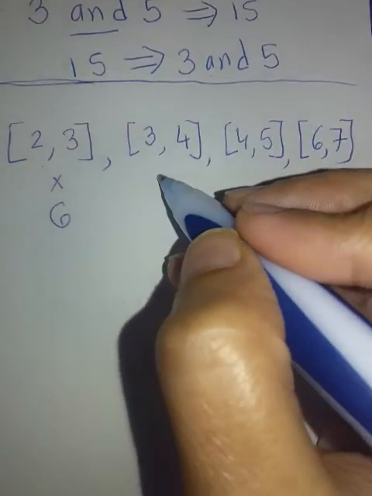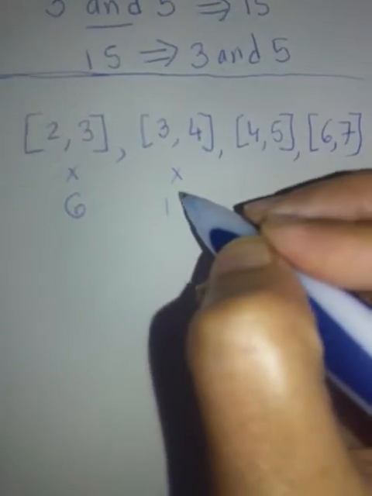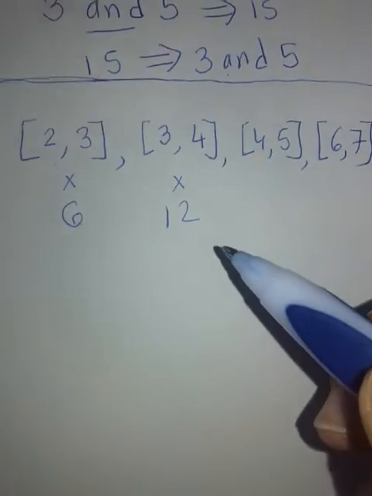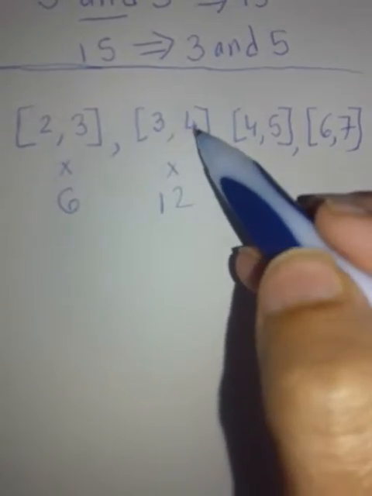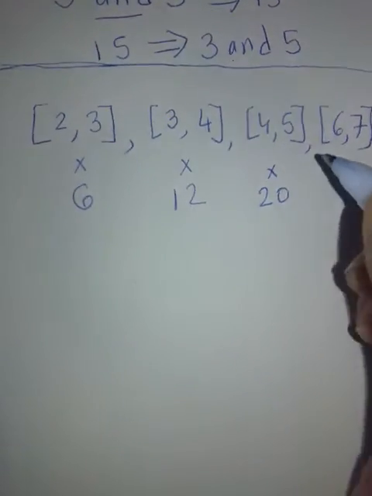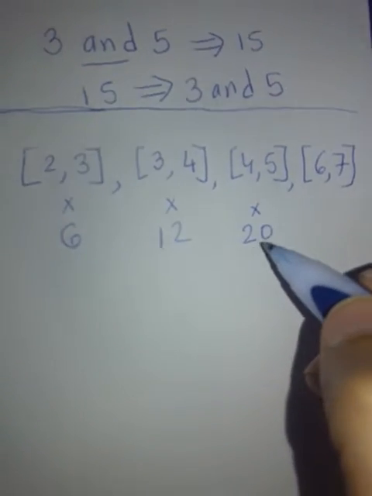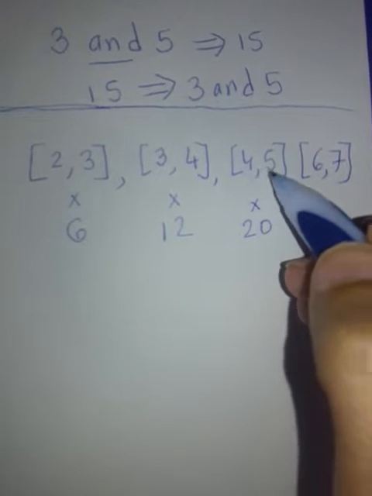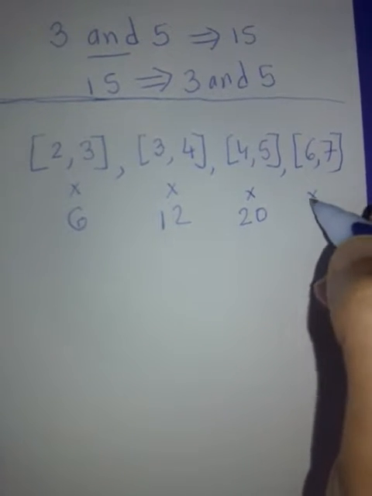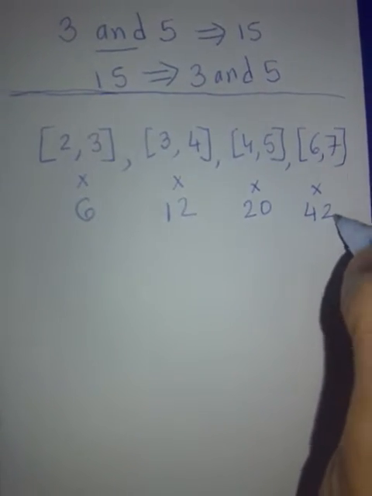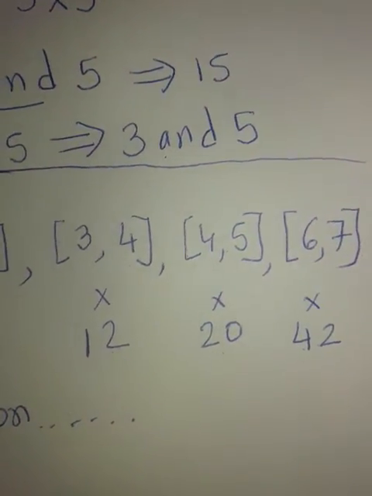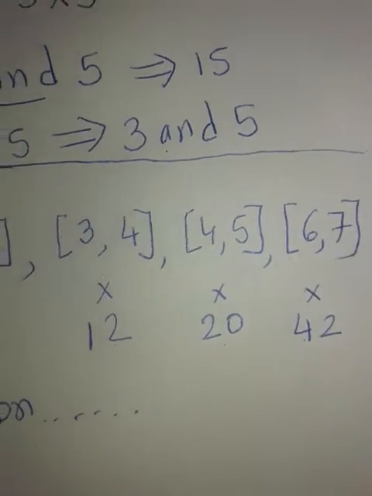Am I right? If I take this product, 3 into 4, 12. So 3 and 4 are such factors of 12 which do not have any common factor. 3 and 4, no common factor. Take this product, 20. So 4 and 5 are such factors of 20, 4 and 5, they do not have any common factor. 6 into 7, product is 42. So 6 and 7 are such factors of 42 which do not have any common factor between them.